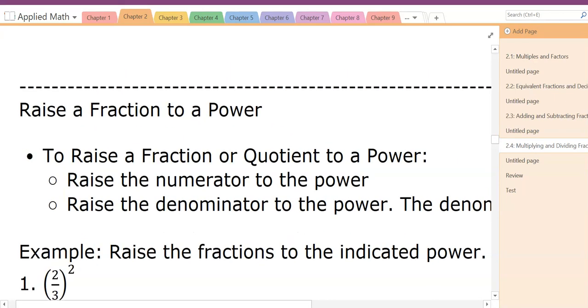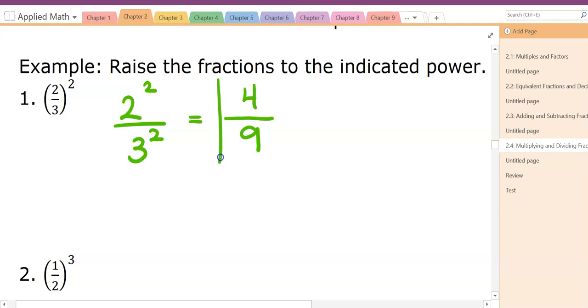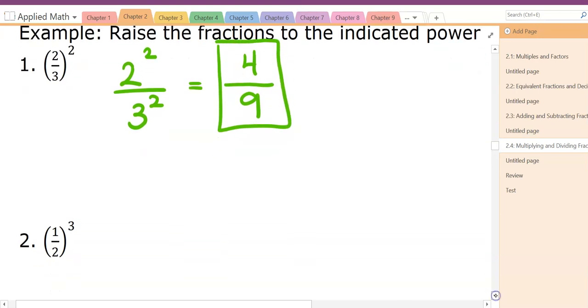So when I have 2/3 squared, I need to take 2 squared and 3 squared. So what would be 2 squared? 4. How about 3 squared? 9. So the answer would be 4/9. So you guys do the second one there. Take 1/2 to the third power.